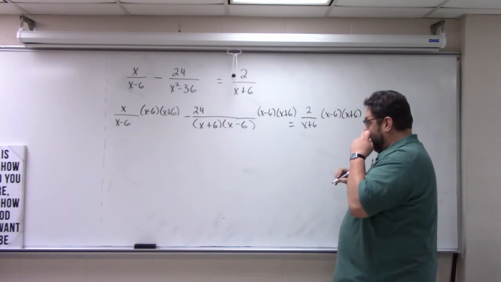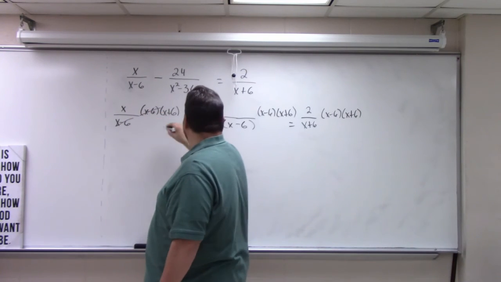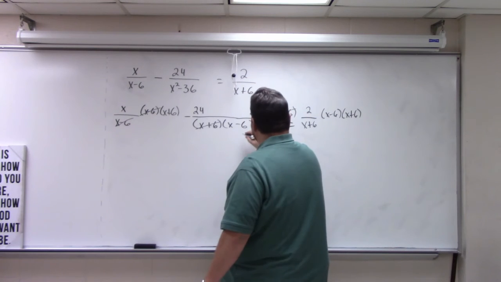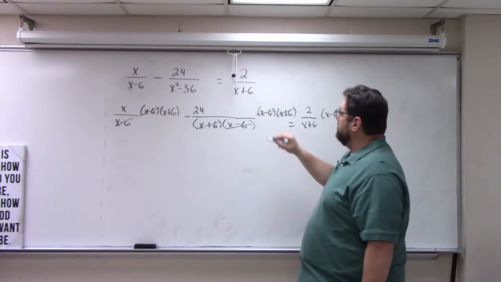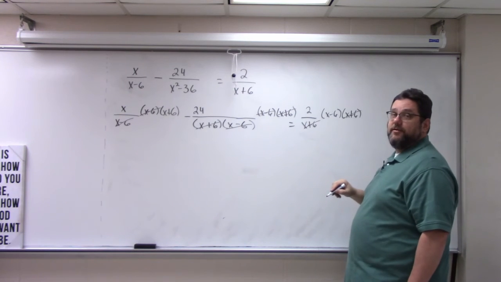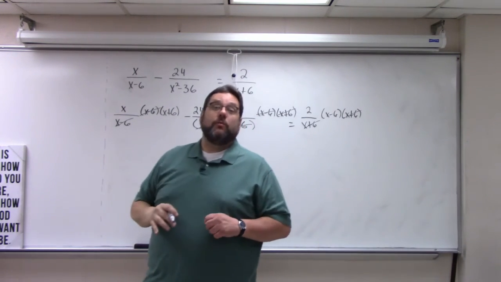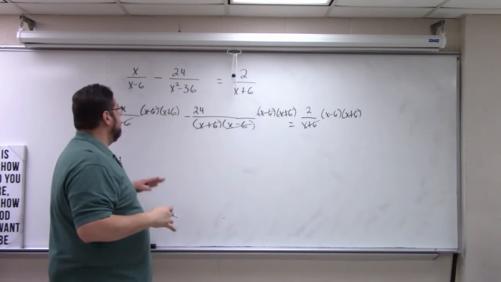Okay. So a bunch of stuff should cancel out. The x minus 6's cancel out. The x plus 6's cancel out. Those x minus 6's cancel out. These x plus 6's cancel out. And so all of our denominators canceled out. That's what we wanted. So now let's see what's left.